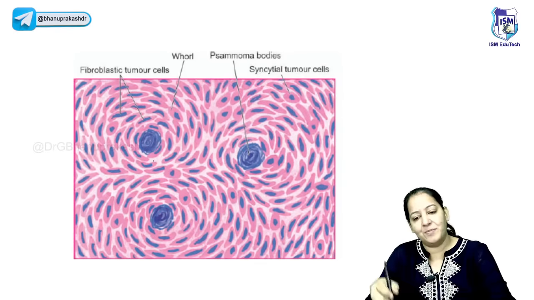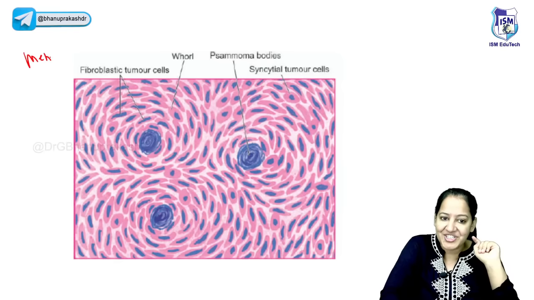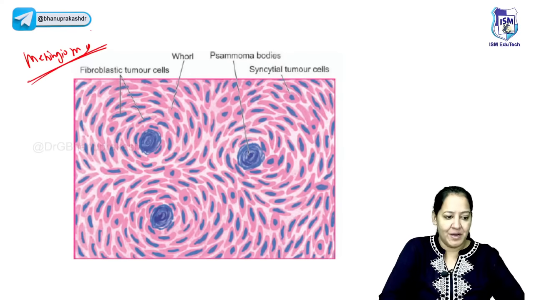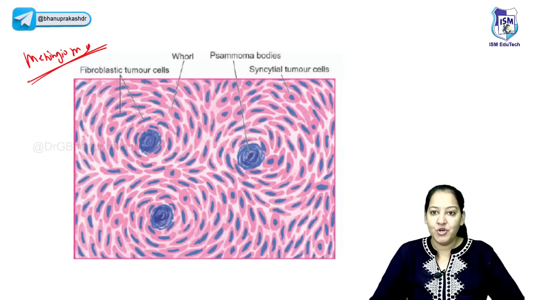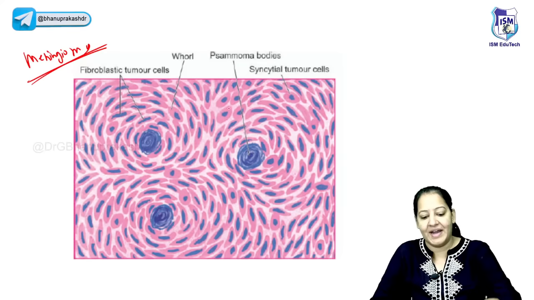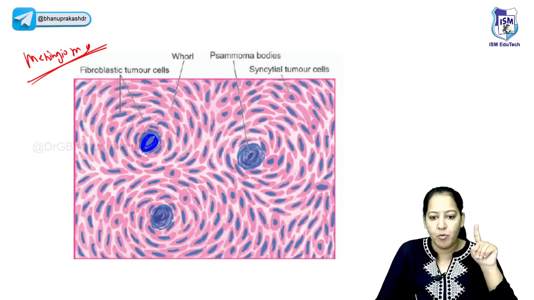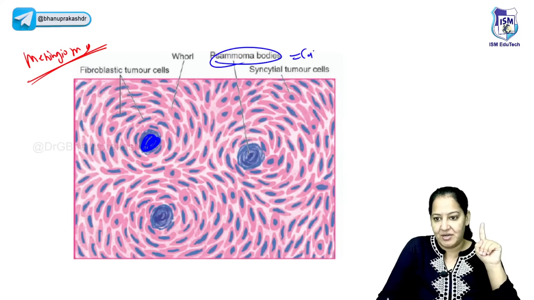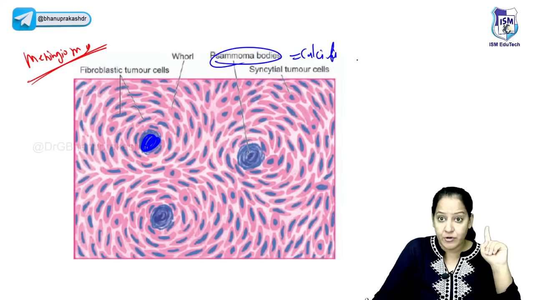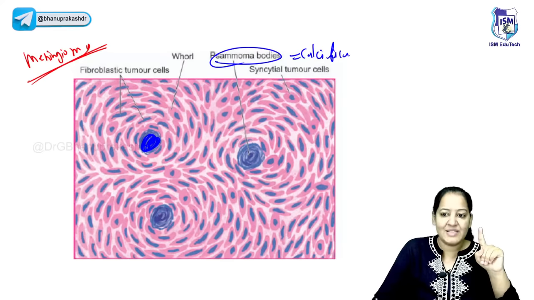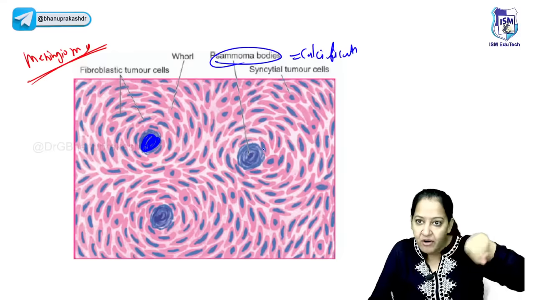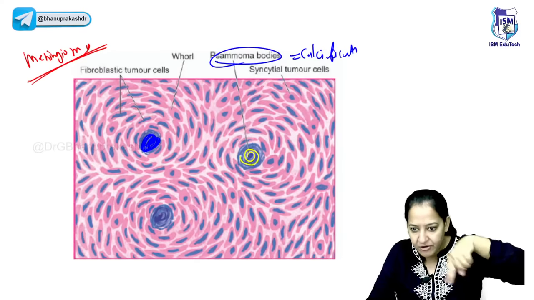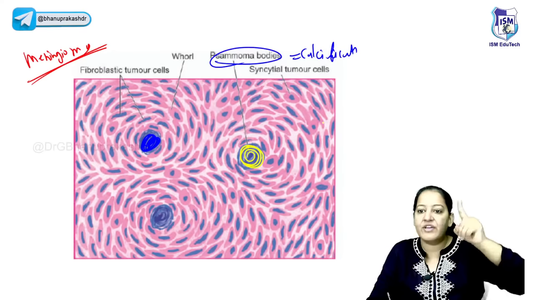This is the microscopy of the meningioma. Can you all appreciate that in the meningioma, there is a psammoma body at the center? What is a psammoma body? A psammoma body is calcification. I told you calcification occurs in oligodendroglioma also. But here the calcification has a peculiar thing: it is arranged in whorls, in concentric rings. The concentric ring calcification is known as psammoma.